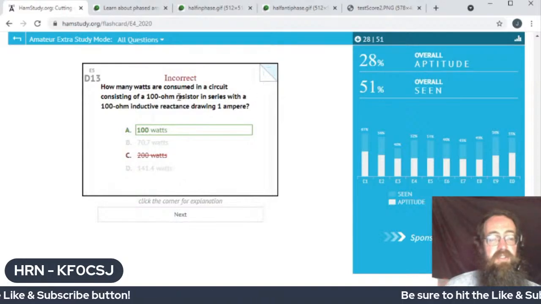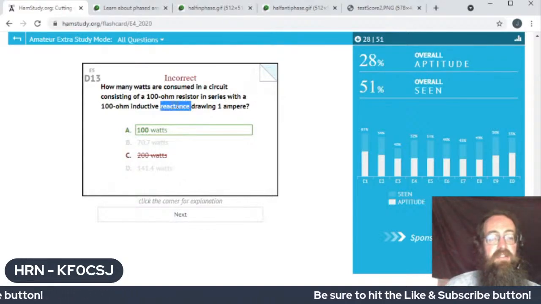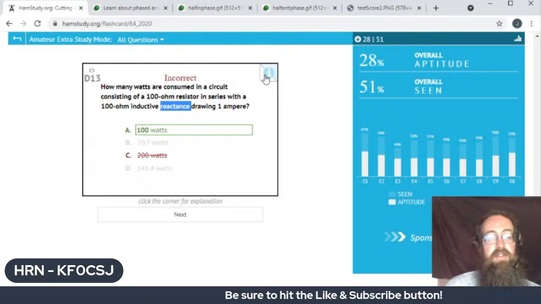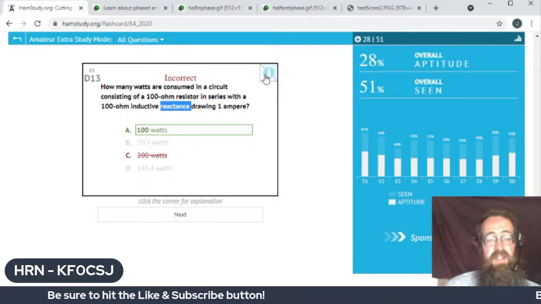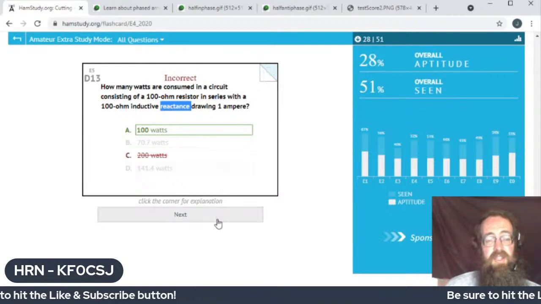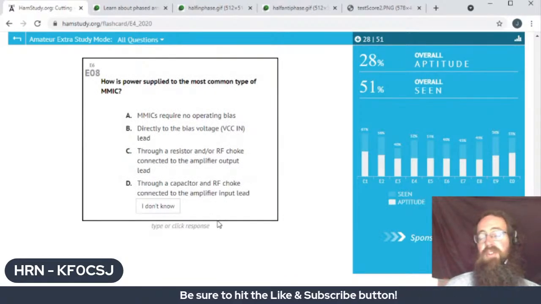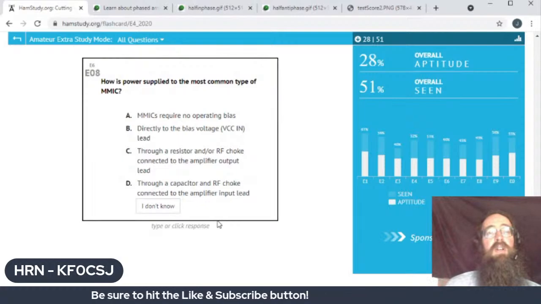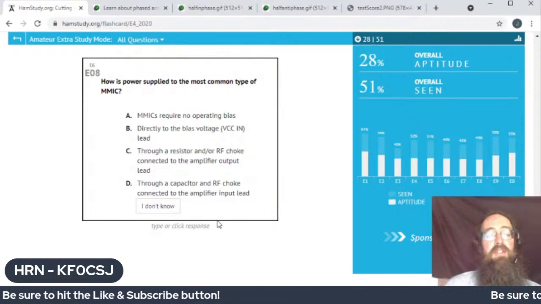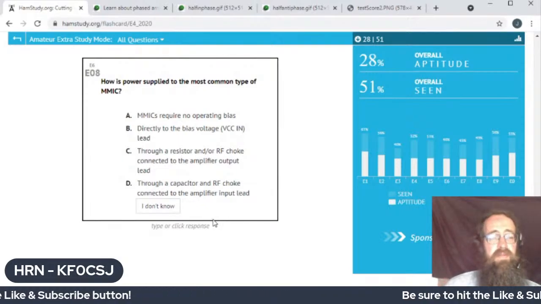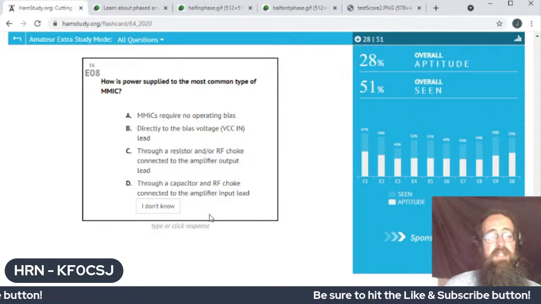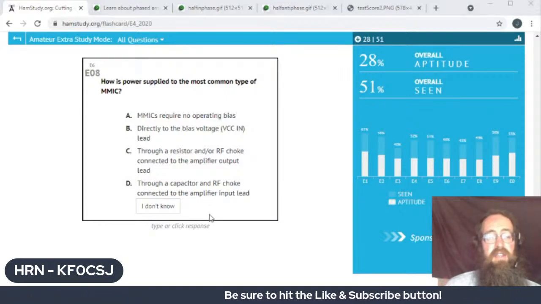Okay, so the resistor has it. Reactance doesn't actually consume power, so it is ignored. Okay, that's what I missed. It slows the flow, but it does not actually consume power. So okay, E6, E8.